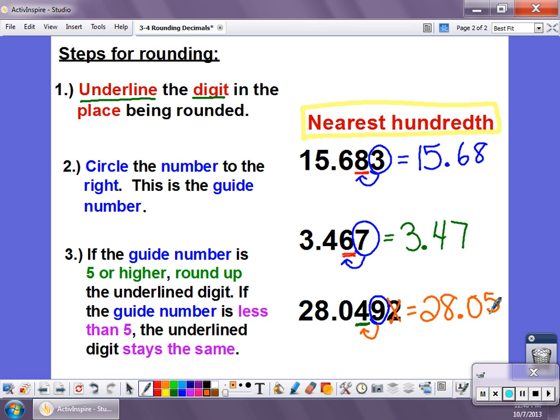Sometimes kids are taught something for rounding. For these guide numbers, 5 and above, give it a shove. That means you shove this number up to the next number that's higher.